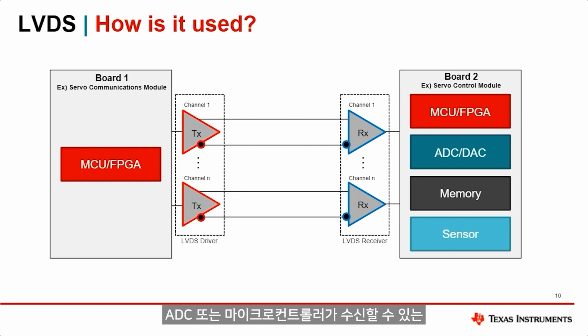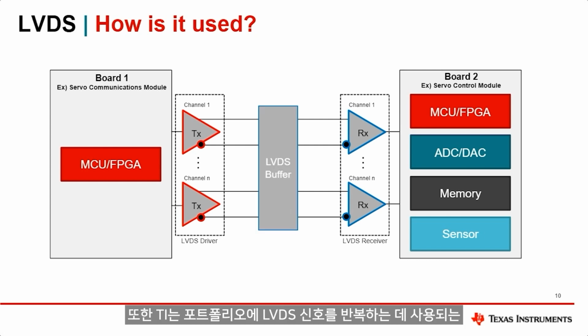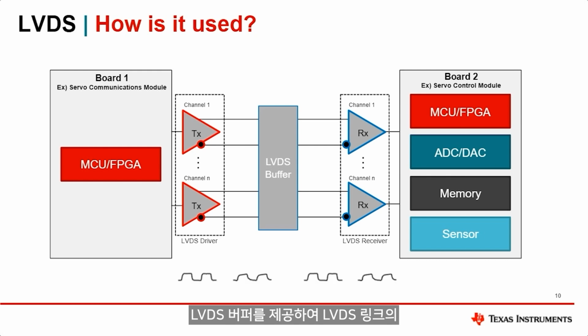which an ADC or a microcontroller is capable of accepting. TI also has LVDS buffers in the portfolio that are used to repeat the LVDS signals, improving the signal integrity and reach of your LVDS link.